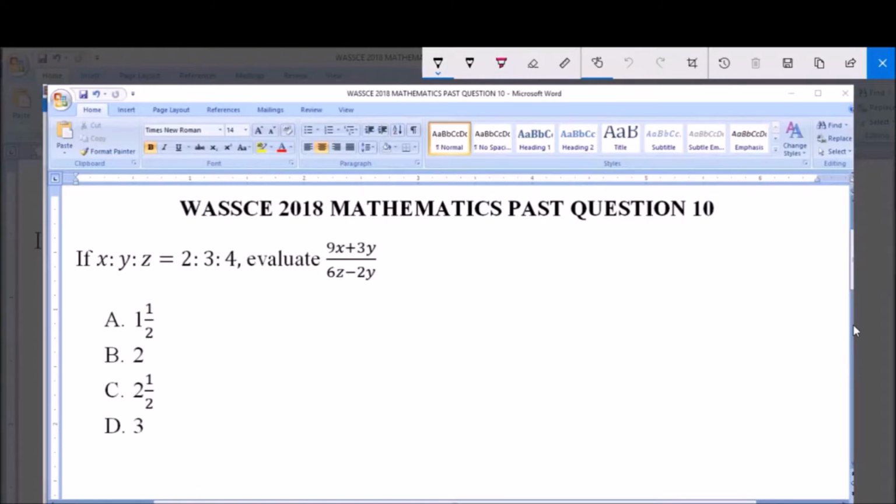I will be answering WAEC 2018 Mathematics Past Question 10. If x ratio y ratio z is equal to 2 ratio 3 ratio 4, evaluate 9x plus 3y all over 6z minus 2y. A, 1 whole number 1 over 2, B, 2/3, C, 2 whole number 1 over 2, and D, 3.